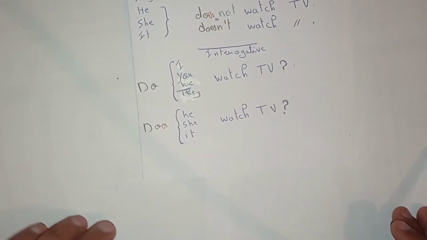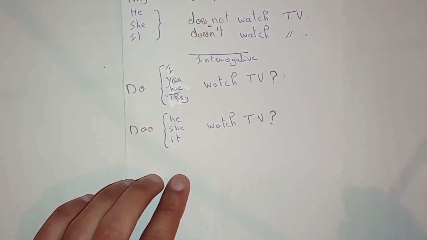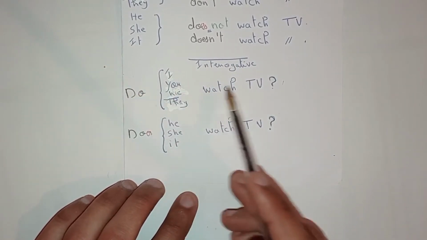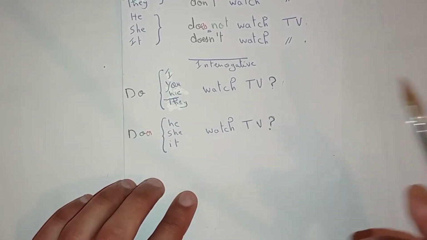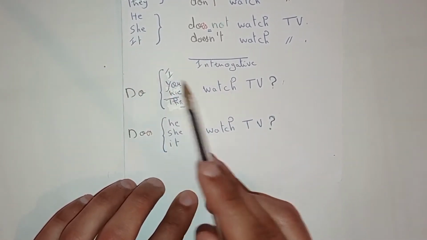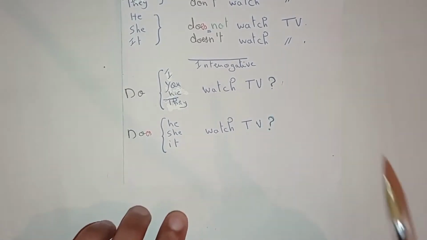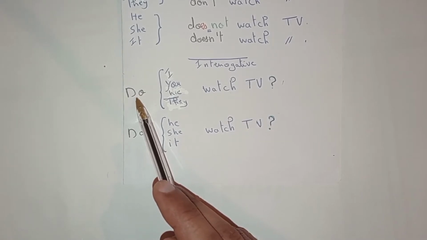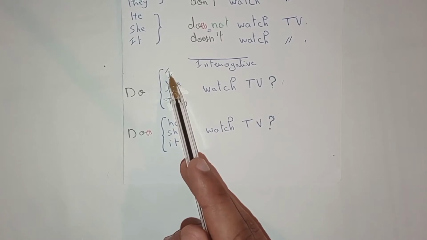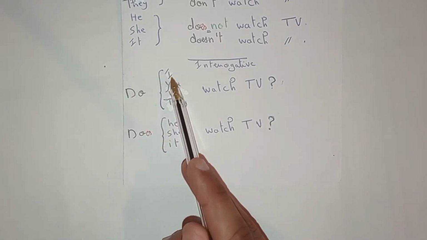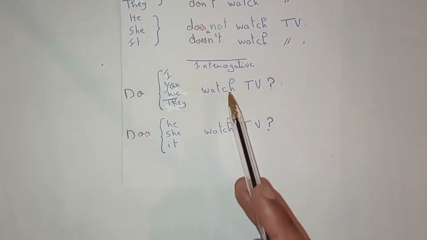Let's move to the interrogative form or question. So we have here, do I watch TV? It's an interrogative sentence or a question. Do I watch TV? Look, the first thing here is the auxiliary. The second thing is the subject pronoun. Start with the auxiliary and then subject and then verb.